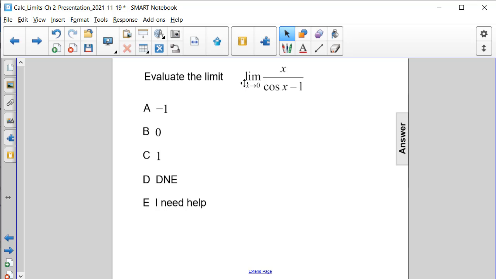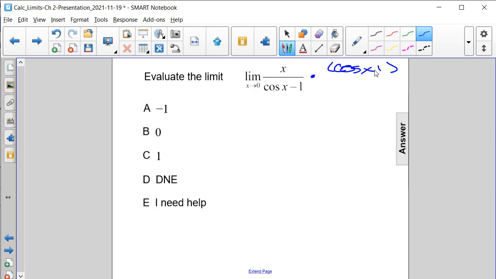Evaluate the limit. The limit of x divided by the quantity cosine of x minus 1 as x approaches 0. Let's use some trig identities to rewrite the function before trying to find its limit. So the first thing that we're going to do is, because we have a cosine of x minus 1 in the denominator, we're going to multiply both the numerator and denominator by cosine of x plus 1.